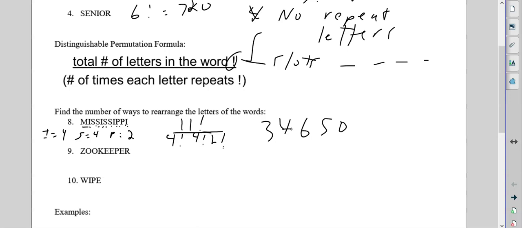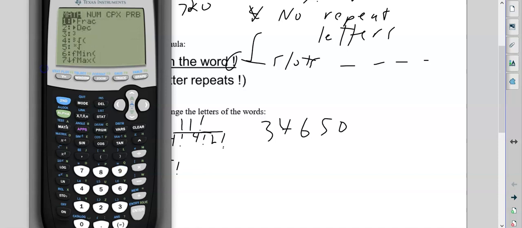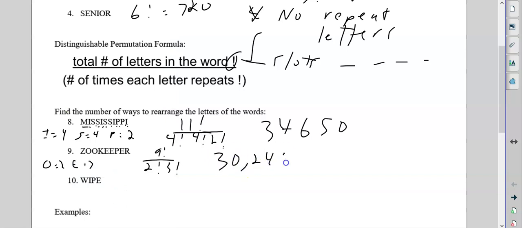Hey, zookeeper, how many letters are there? There's 9 letters, okay? 9 factorial. Z doesn't repeat. O has 2. K doesn't repeat. E has 3, P and R don't repeat. So that's 2 factorial, 3 factorial. So again, we just take our calculator, 9 factorial, so math over 4, divided by, don't forget the parentheses, and we're going to do 3 factorial times 2 factorial. And that gives us 30,240.